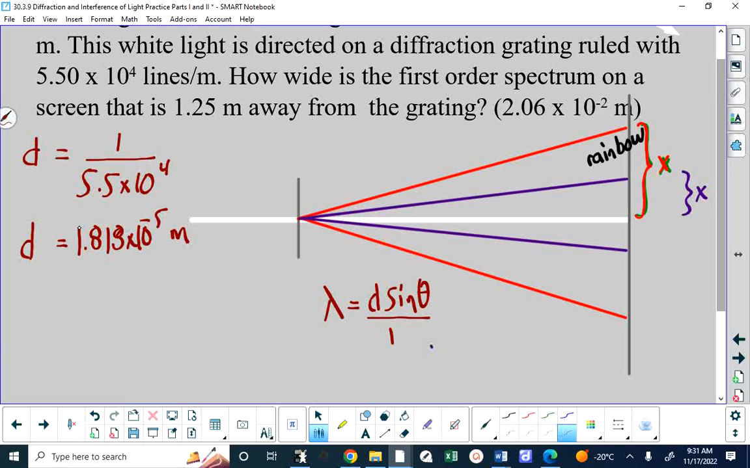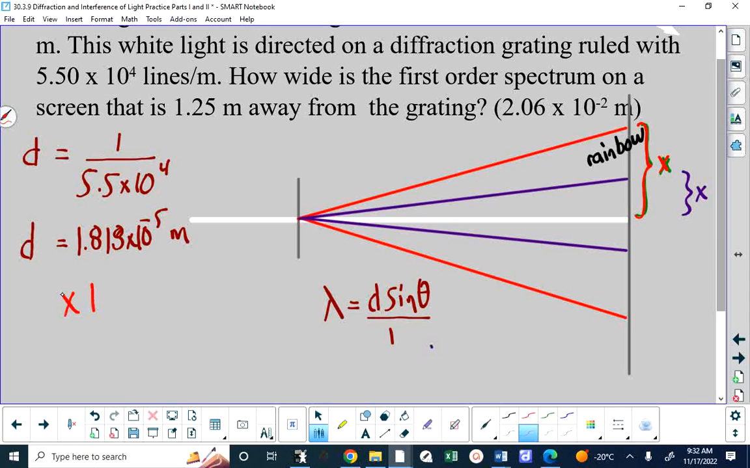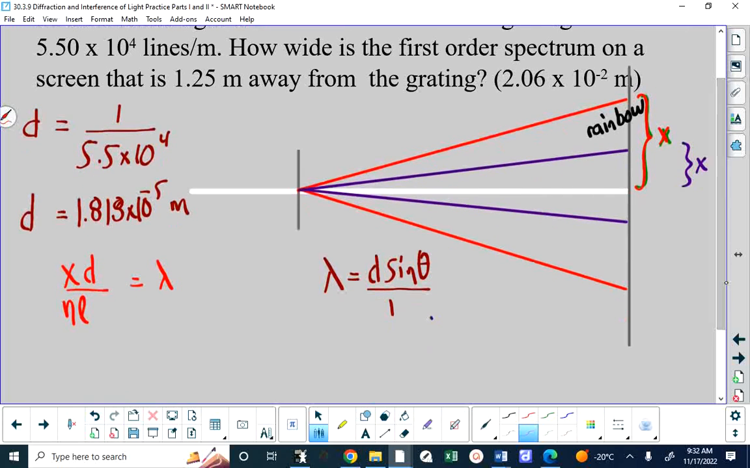I'm going to go with the red wavelength in my calculation of theta because that would be the bigger of the two angles. I need to take that red wavelength, which is 7 times 10 to the negative 7, that's 700 nanometers. I need to multiply by 1 and divide by my D value and then take inverse sine. It's definitely less than 10 degrees. So now you're going to use xd over nL equals lambda to find x for red, and then you're going to use xd over nL equals lambda to find x for violet, and then subtract them. Other questions?